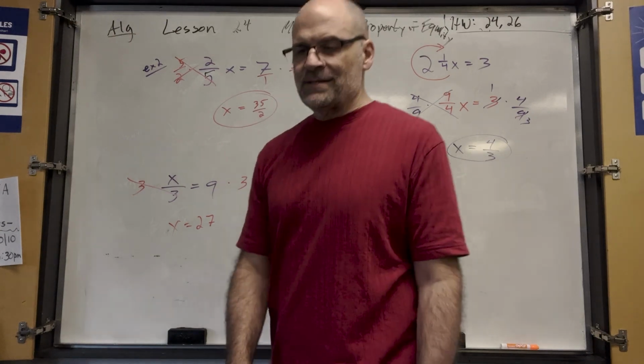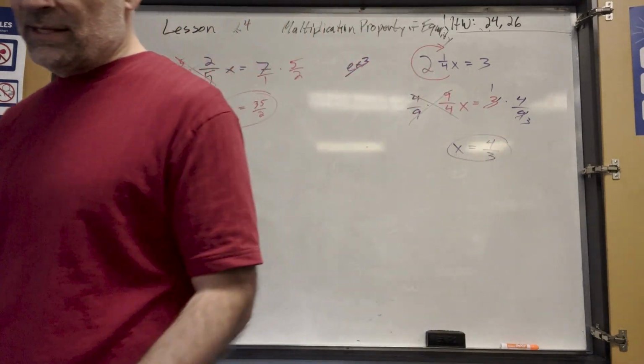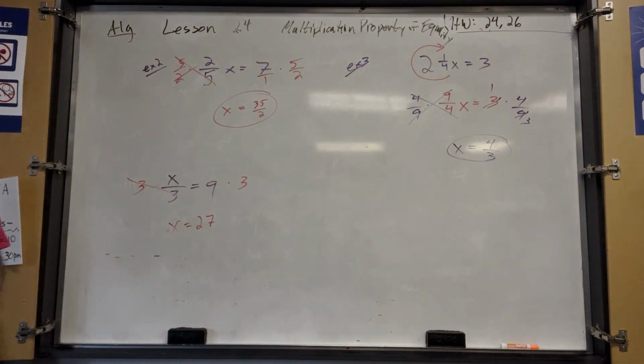Okay, so x equals 27, all right? So it's this forward method that allows you to do things backwards.